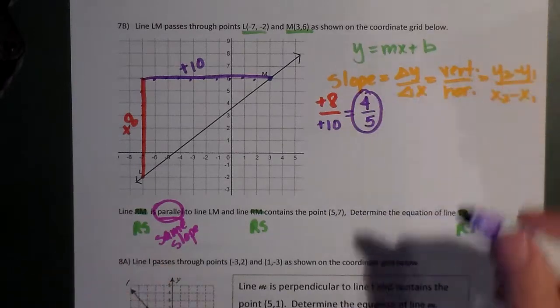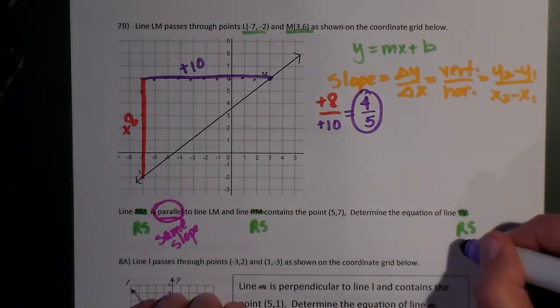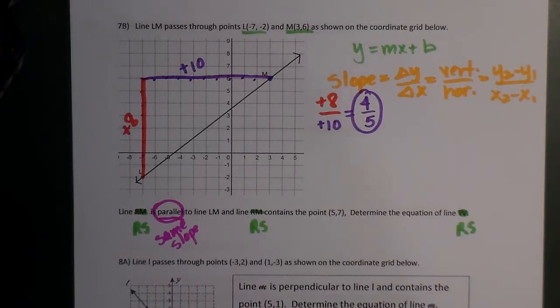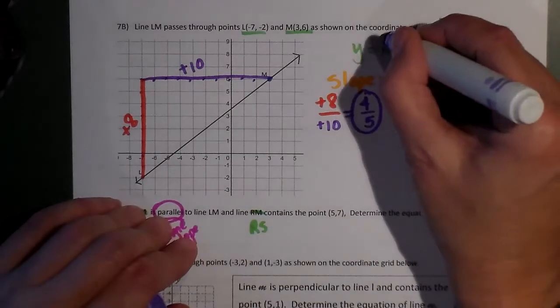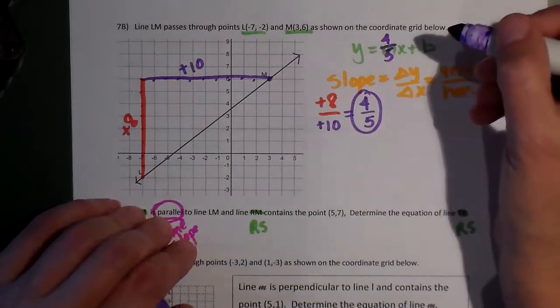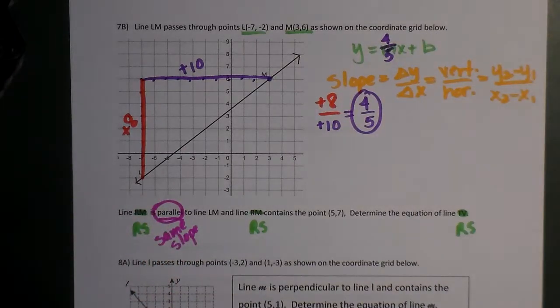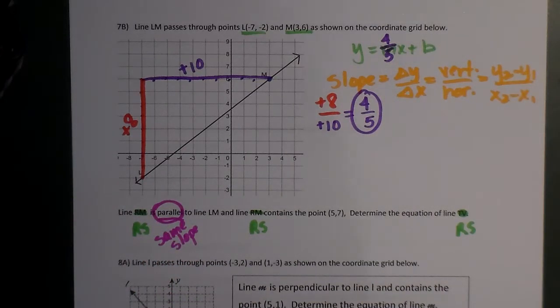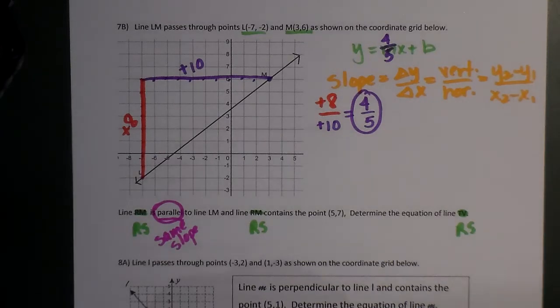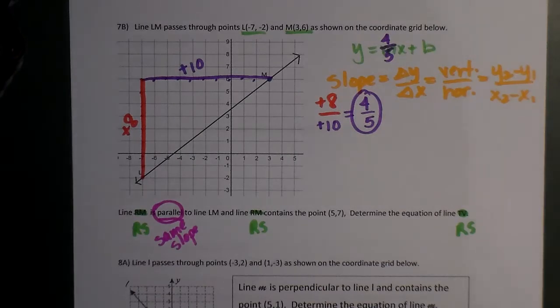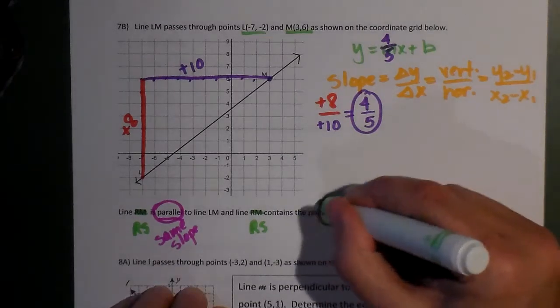So that is the slope I want to have for my new line RS as well, because parallel lines have the same slope. So that 4/5 is going to be part of my equation. So if you have a multiple choice and you have to get rid of any answers, any of them that don't have a slope of 4/5, toss them out. So how do I find the y-intercept of the other line? Well, let's look at the other line. It says it passes through 5, 7.